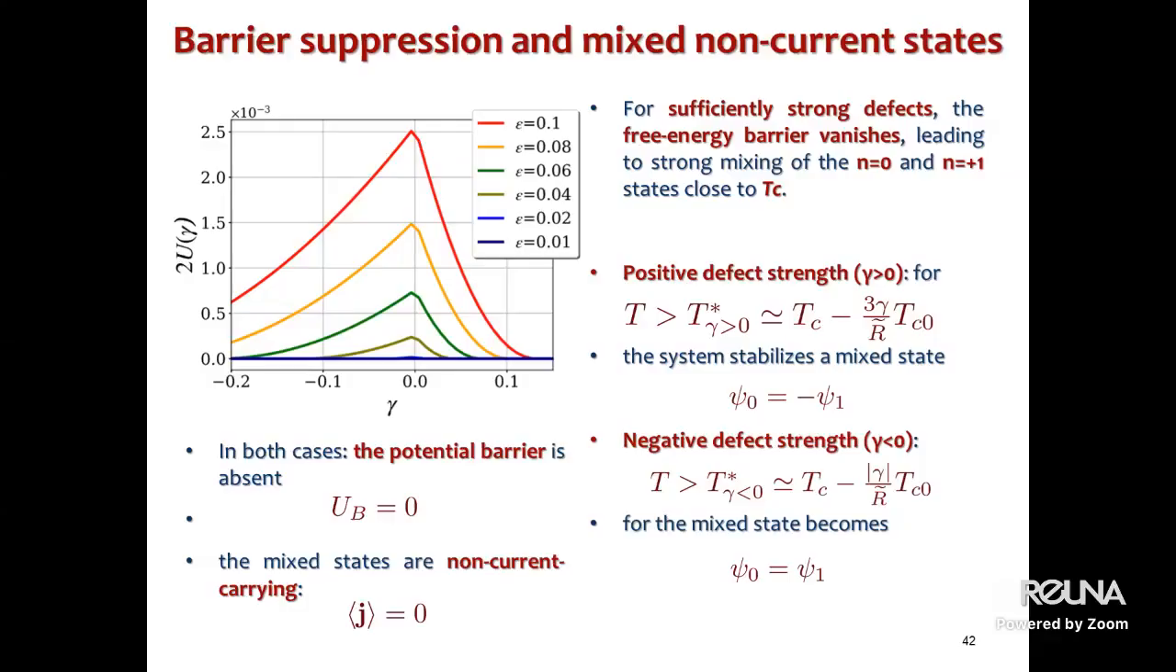Specifically, this is the branching point temperature. This result, for a positive defect, above this branching point when the barrier has vanished, is Psi0 equal to minus Psi1. Amplitudes are equal, phases are different. In the negative case, they're exactly equal. If they're exactly equal, due to the potential barrier vanishing, these mixed states do not carry any current. So we do not have any current. If we work here, the switching effect is 0.